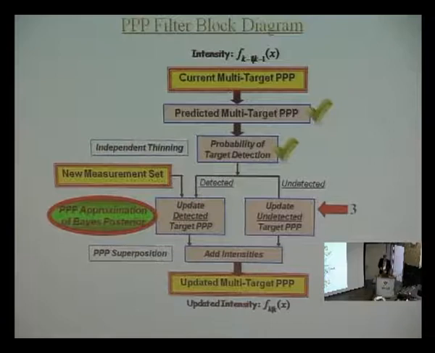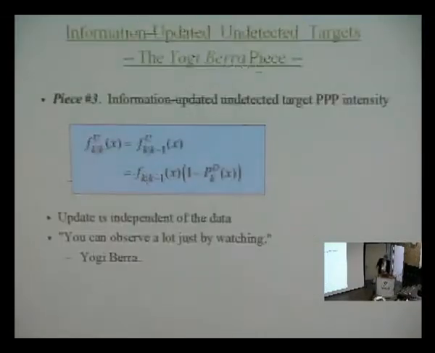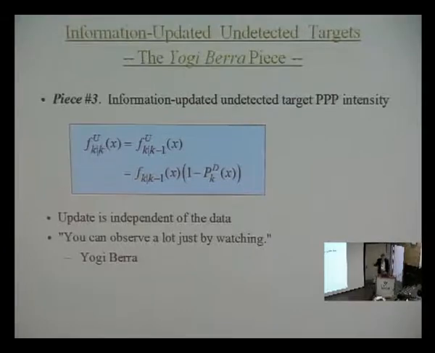Detected, undetected targets. Well, I needed to make you smile, and I also needed a space. If it's undetected, there's really no data, so you don't really update it at all. The intensity function is, the updated is the same as the predicted. And I needed a way of saying that and making you laugh.